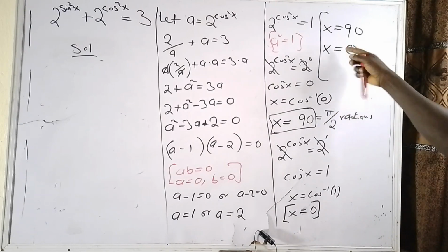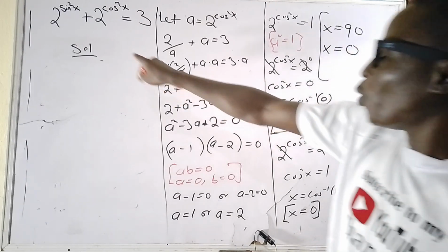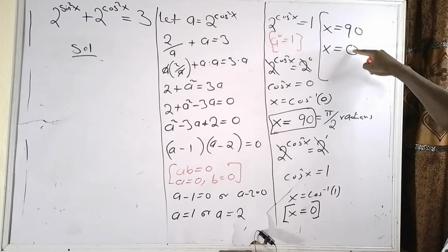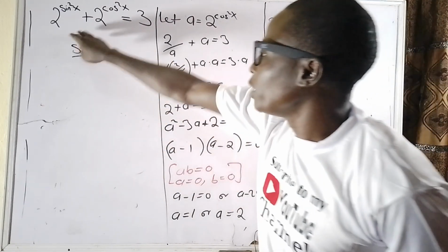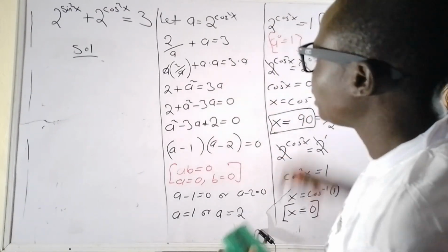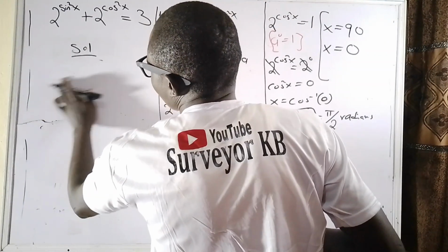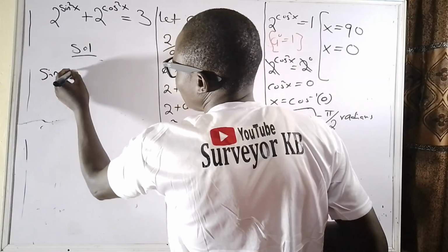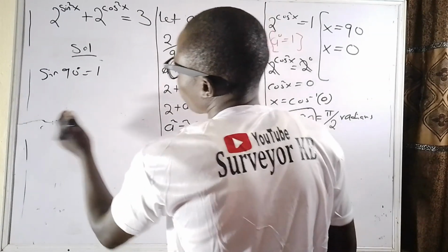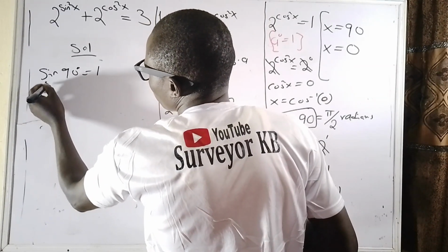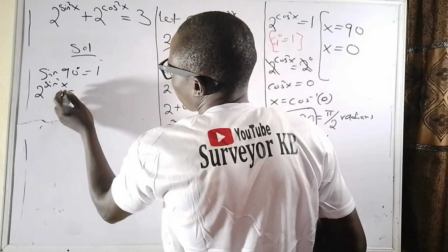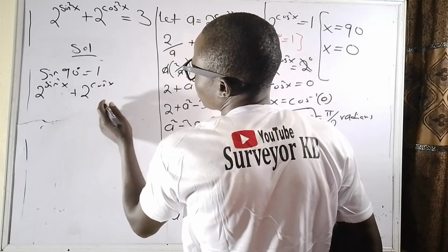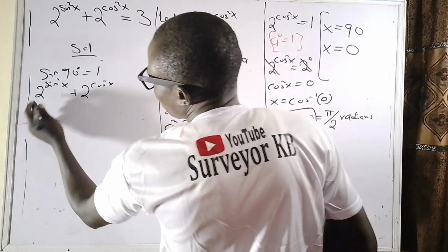We can test this 90 and 0 to see whether 90 or 0 or both of them will satisfy this equation. If we pick 90 degrees, sine 90 degrees is equal to 1. So 2 raised to power sine square x plus 2 raised to power cos square x. Let's see whether it will give us 3.